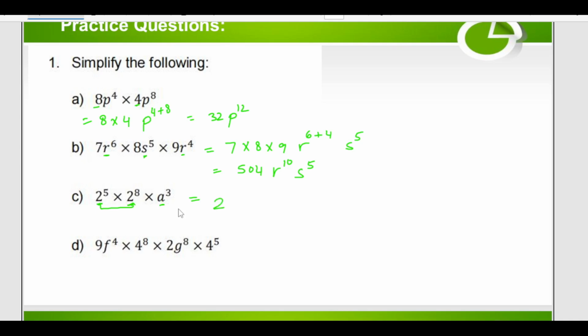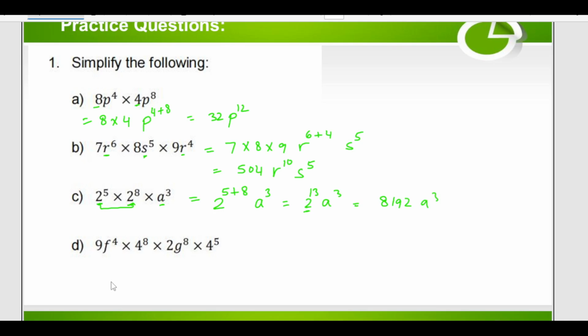So, 2 has the same base, then the powers we are going to add, and then we have a power 3 that remains as it is. So, 2 power 8 plus 5, 13, a 3. This is going to be the final answer. You can leave the answer here or you just use your calculator, it comes out to be 8192.